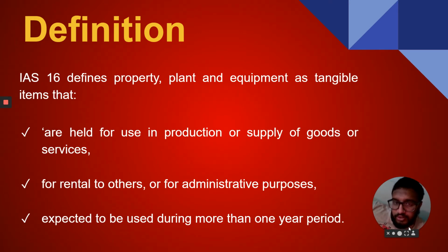So that becomes a bit harder in some cases, but the actual definition is tangible items that are held for use in production or supply of goods or services, for rental to others, or for administrative purposes. That's what you need to remember. And then it is expected to be used for more than one period, 1 year. So it's basically like a qualifying asset, and for qualifying assets it's the same thing, for more than one period.